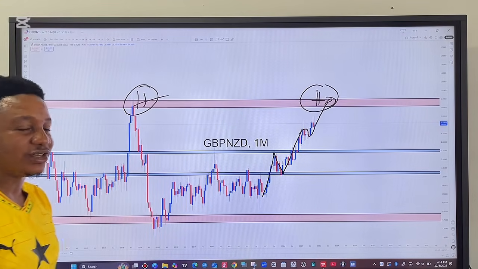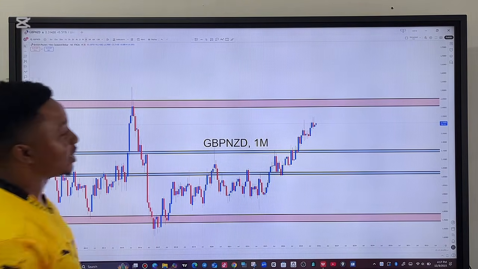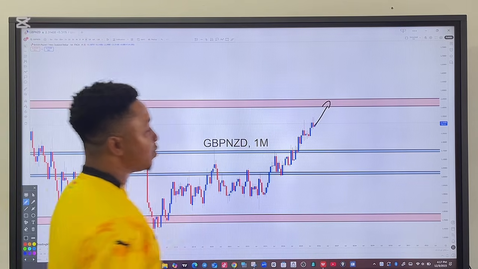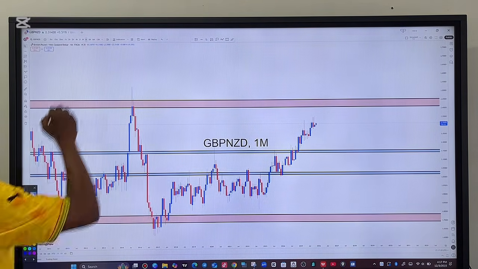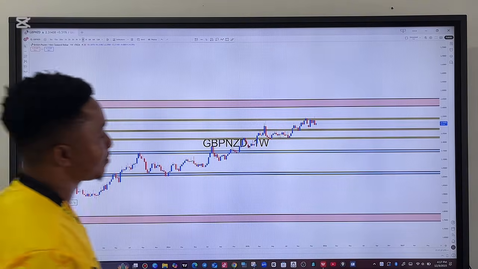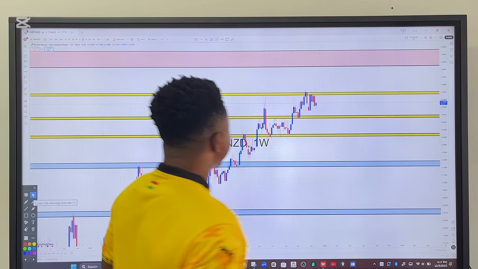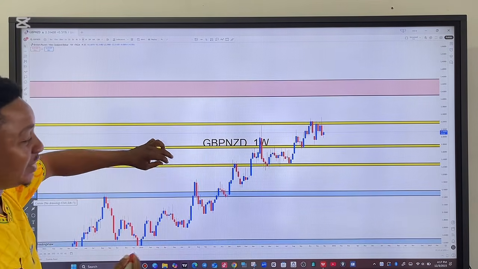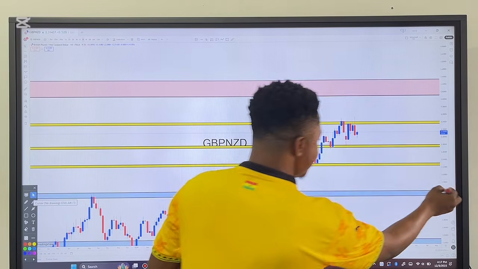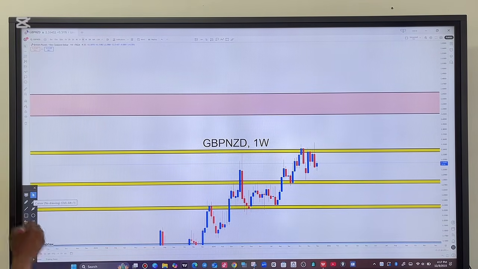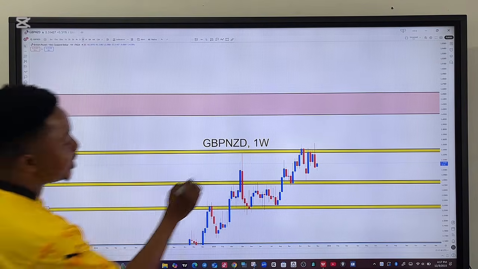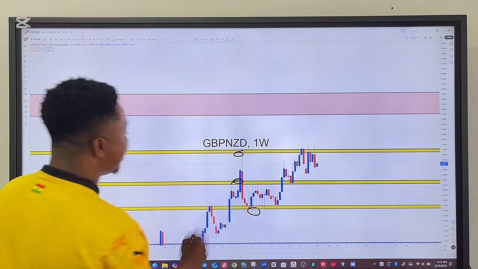So GBP NZD on the daily time frame, it is very evident that we are heading all the way to this resistance. How do we buy to the resistance? Let's take it again to the weekly. Alright, so this is the weekly time frame of GBP NZD. Now, GBP NZD on the weekly time frame, let's understand this clearly over here. We have the weekly upper, the mid-range, and then the lower zone.